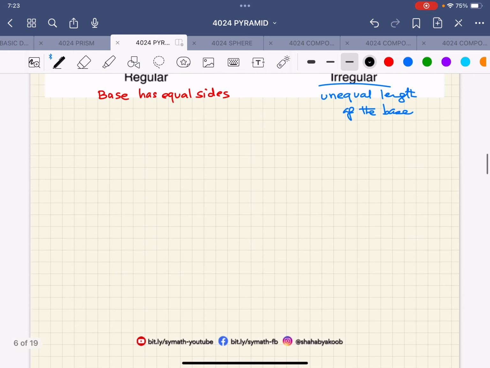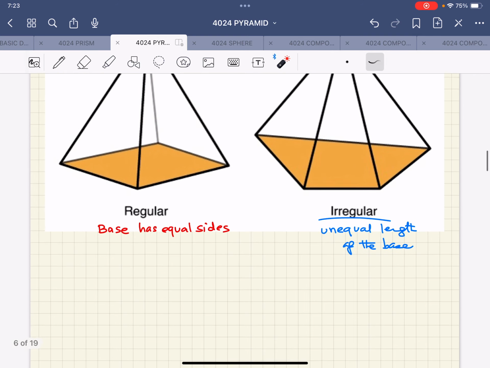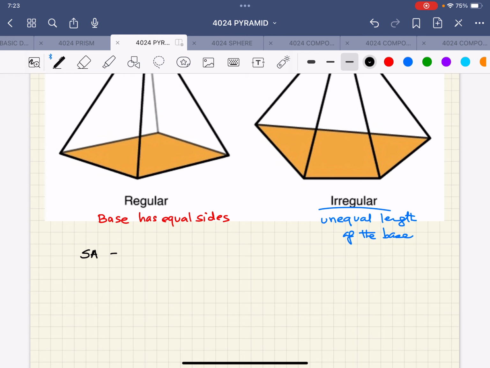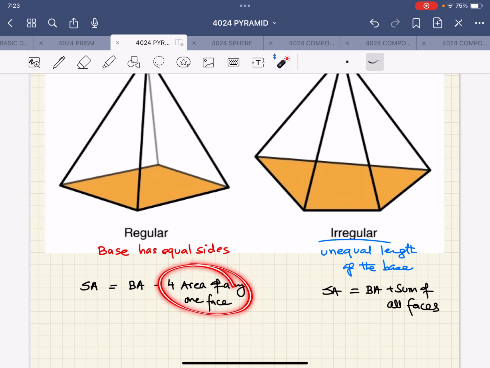Now, a scenario could be like this, in which all these four areas have the same dimension. So therefore, it would be 4 times this. So over here, surface area is the base area plus 4 times the area of any one face. But technically, surface area is base area plus the sum of all faces. This is also the sum of all faces, but since it has equal sides, the 4 faces have the same dimension.